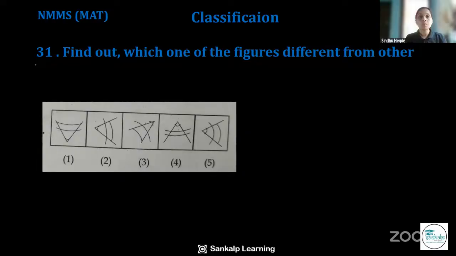Let us see question number 31 of the concept classification non-verbal. Find out which one of the figures is different from the others. So here also 5 figures are given. Look at these images carefully. All the images contain two straight lines joined in a V shape outside. Two lines joined like a V shape.